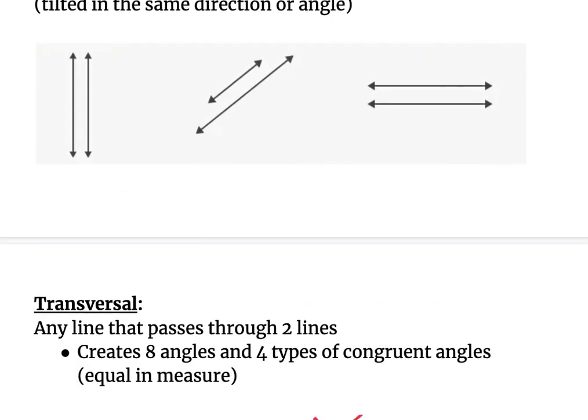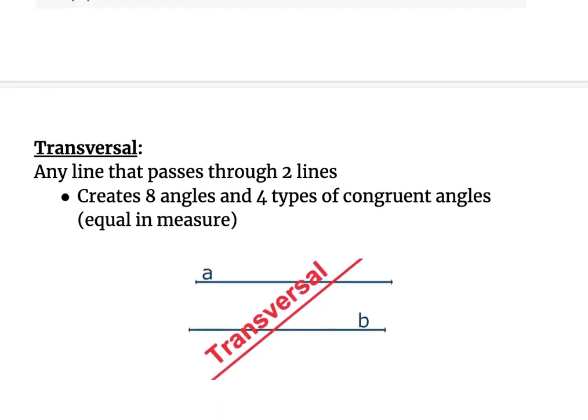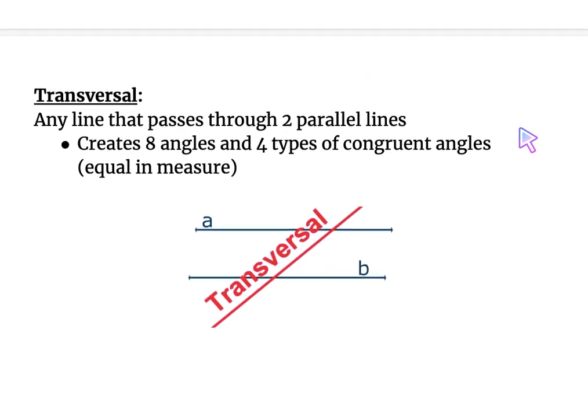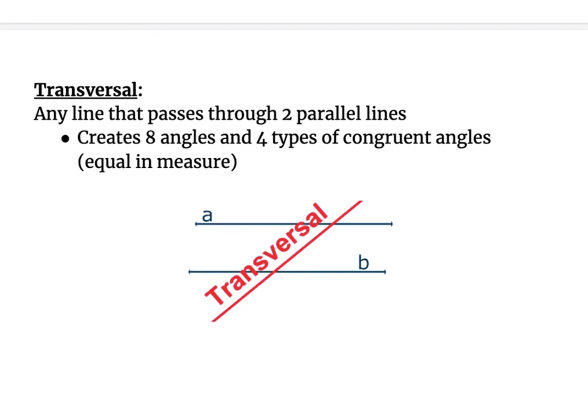Okay, so we know what a parallel line is. Now we're going to introduce a third line. It's called a transversal. So a transversal is any line that passes through those two parallel lines. So make sure that you add that. It's very important that you see the transversal is passing through two parallel lines. So in this picture, the red line is a transversal.